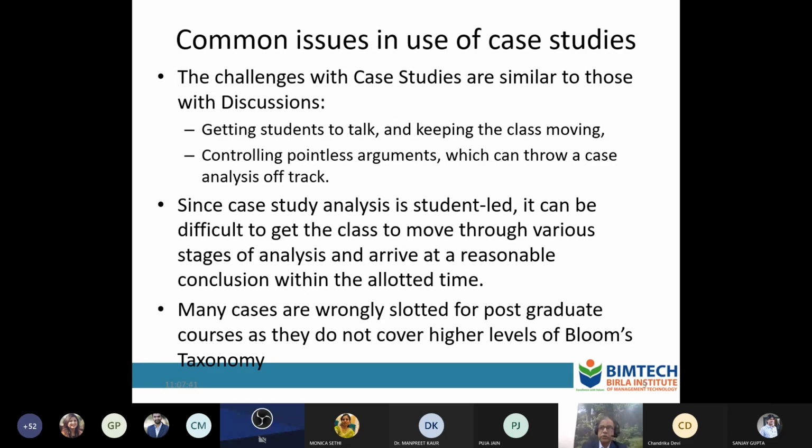In evaluation also, a group evaluation is still possible, but individual evaluation within a case class is really difficult, really challenging.